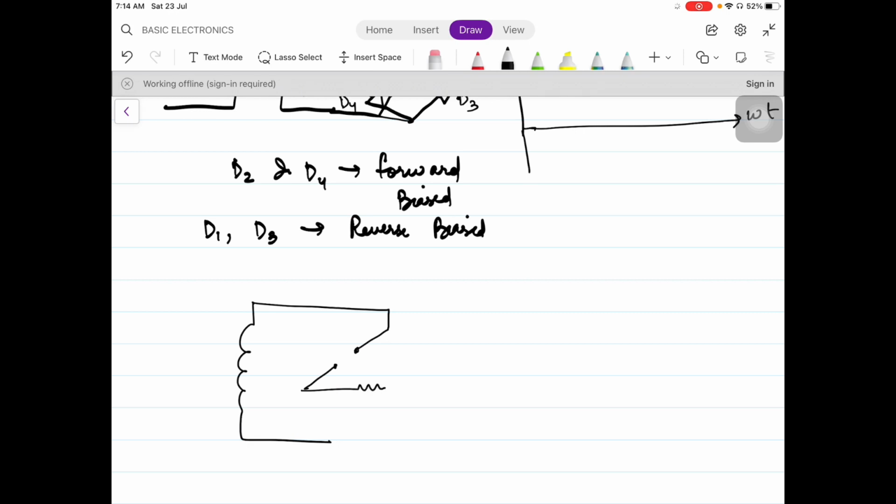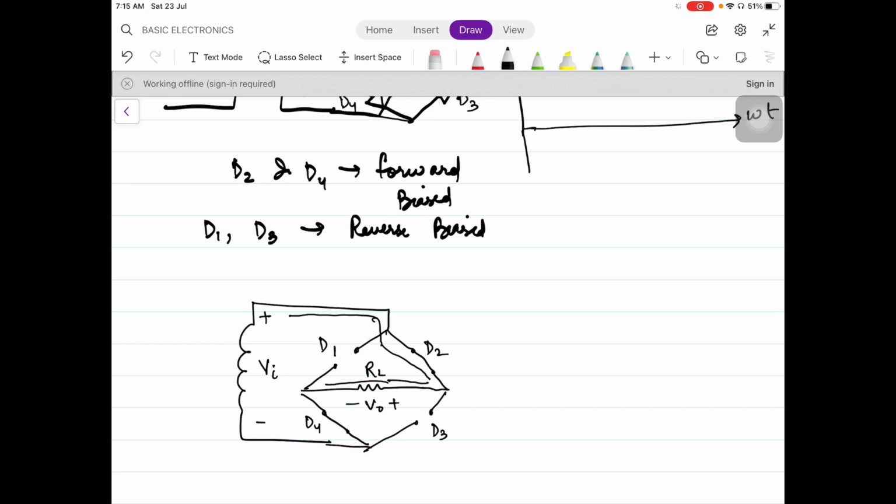Here was D1. D2 was forward, that is why I replaced it with the short circuit. D4 was also forward, that is why I replaced it with the short circuit. D1 and D3 were reverse. So this is how we have the equivalent circuit. Now the current will flow like this. The current will not go into the open circuit part, it will directly go over here. Again, it will not get divided, because it will not go into the open circuit, and the direction of the current will be like this. So in the same manner, you apply the KVL and you will get V naught equals Vi.